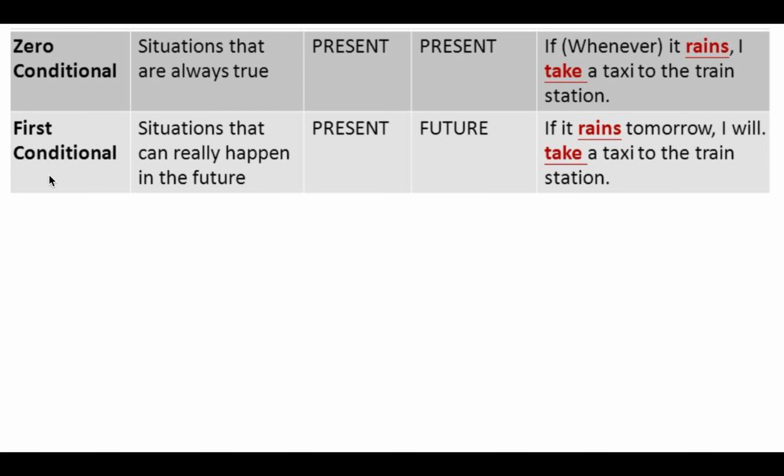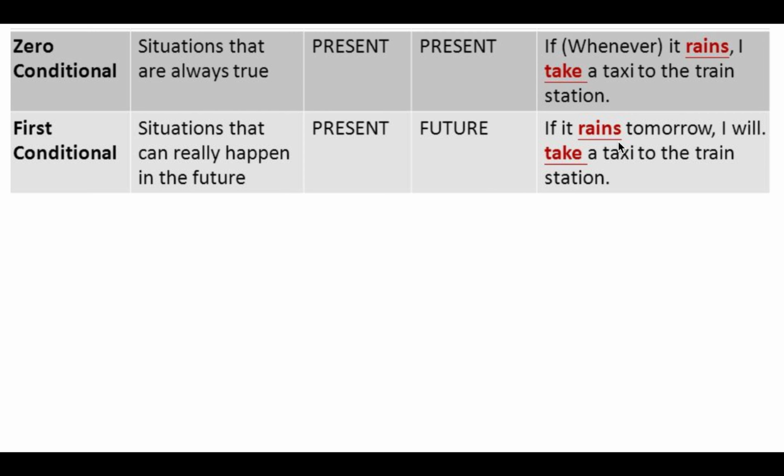The first conditional talks about situations that can really happen in the future. The key word here is future, right? I like to think about this and differentiate it from 0 conditional because a 0 conditional is always true, but a first conditional might only be true for one situation in the future.